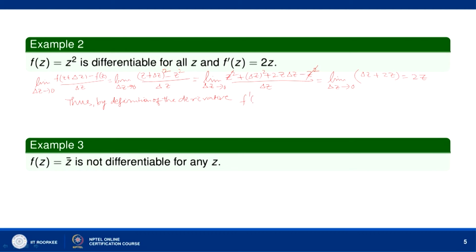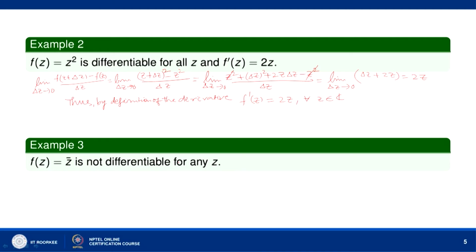f prime z is equal to this limit. So, f prime z is equal to 2z. So, the function is differentiable and f prime z is equal to 2z for all z belonging to the set of complex numbers C. Now, let us come to another example, f z equal to z conjugate.